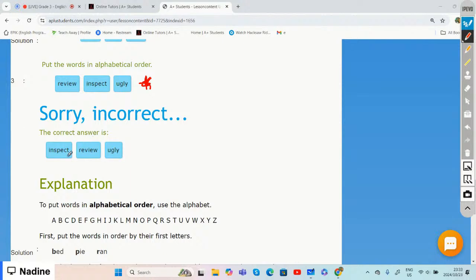All right. And if we were to put these words in alphabetical order, and then if we look at the second letter, remember we said that if the first letters are all the same, we look at the second letters. Which word do we put first? We put inspect.